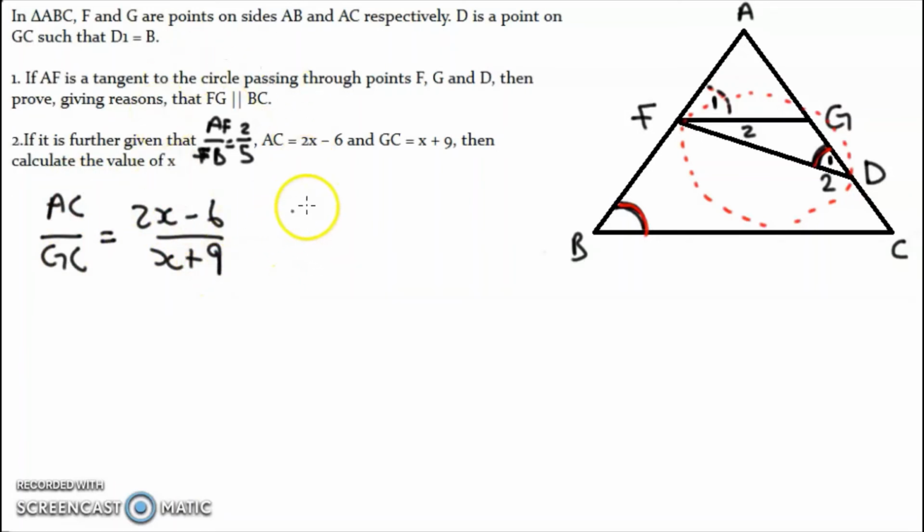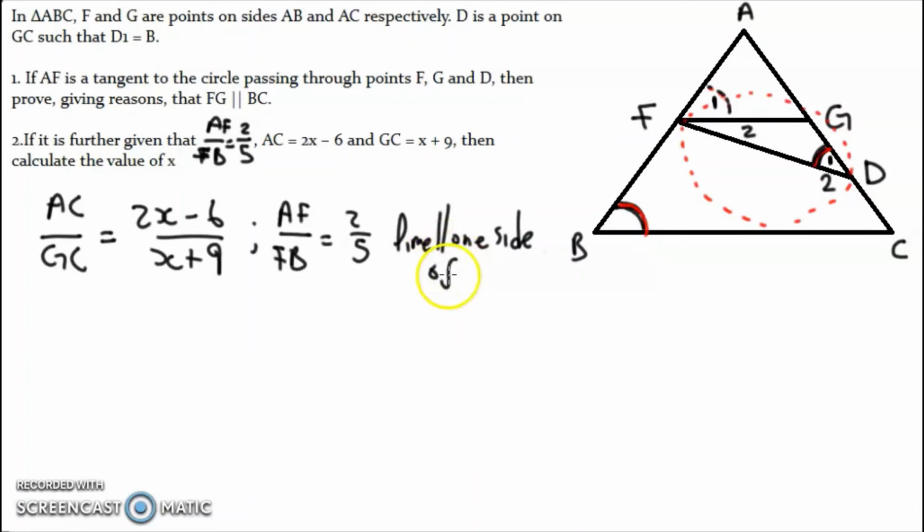And I also know that AF over FB is equal to 2 over 5. That's given. It's the line parallel thingy. What do we call it? It's line parallel one side of a triangle. Yeah, we say line parallel one side of a triangle. That's what we call it.